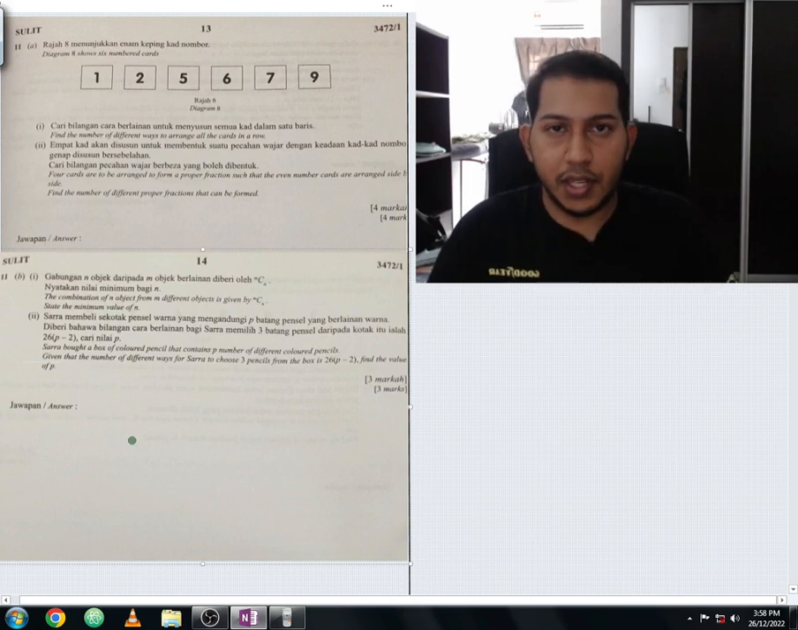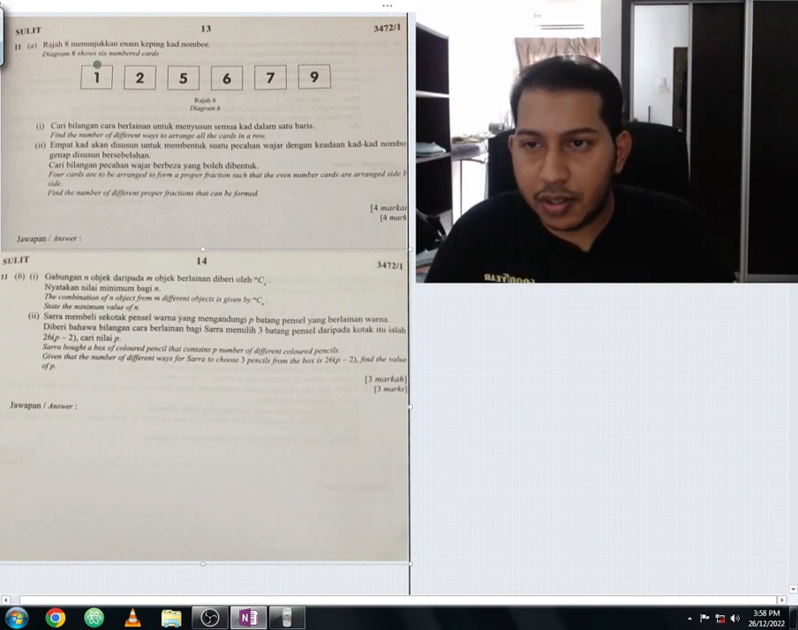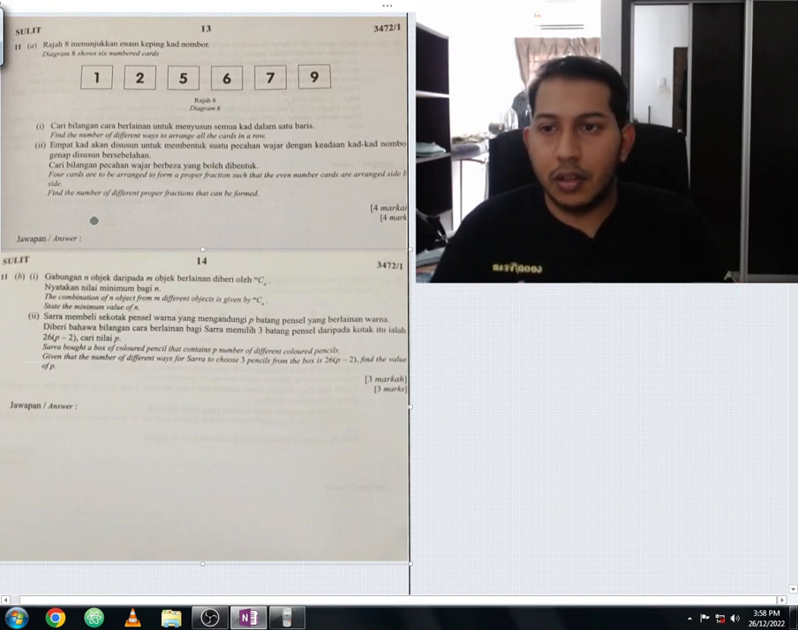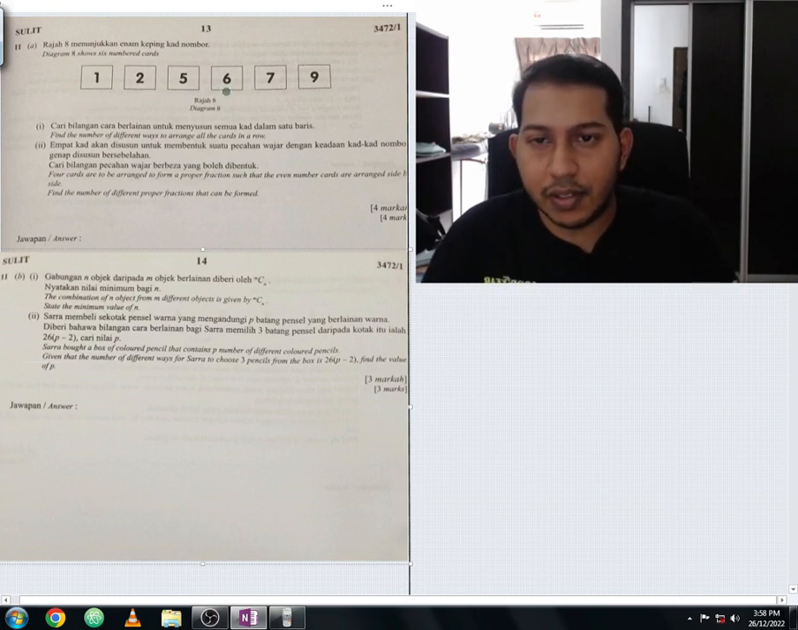Let me read the question now. Diagram 8 shows 6 numbered cards. So as you can see here, you have 6 cards, consisting of numbers 1, 2, 5, 6, 7 and 9. Okay, continue to read the question. Find the number of different ways to arrange all the cards in a row. So this is for part 1.